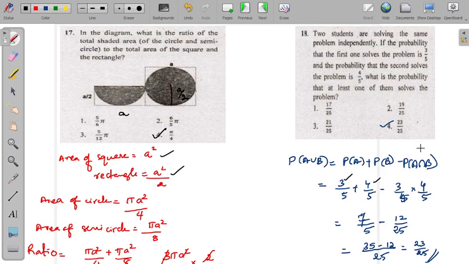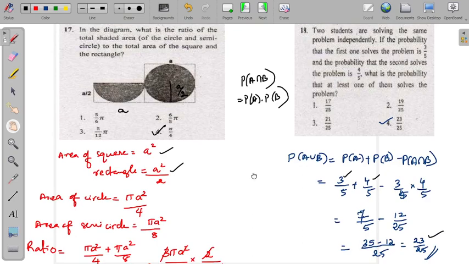At least one of them means either A solves or B solves or both A and B solve. So here they have given independent events. So for independent events, P of A intersection B is always equal to P of A into P of B. Make use of this formula, do the substitutions, and it comes out to be 23 by 25. That is, the fourth option is the answer.